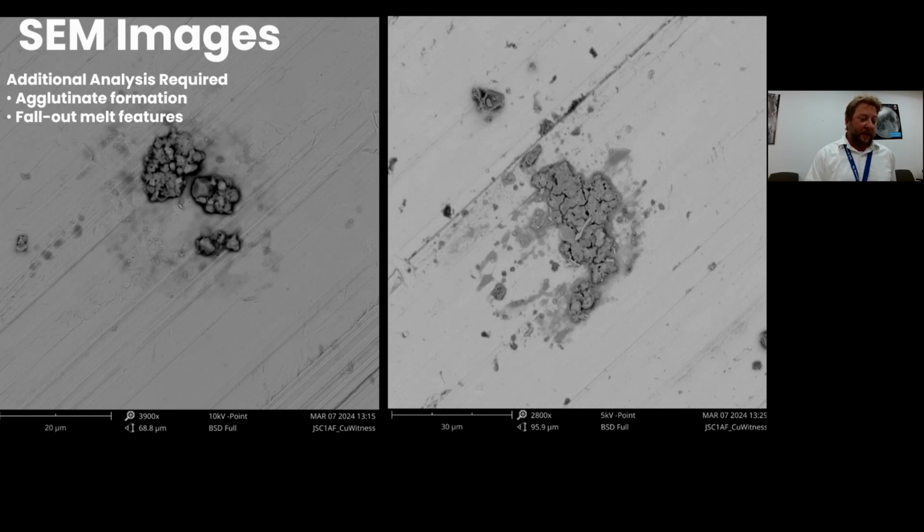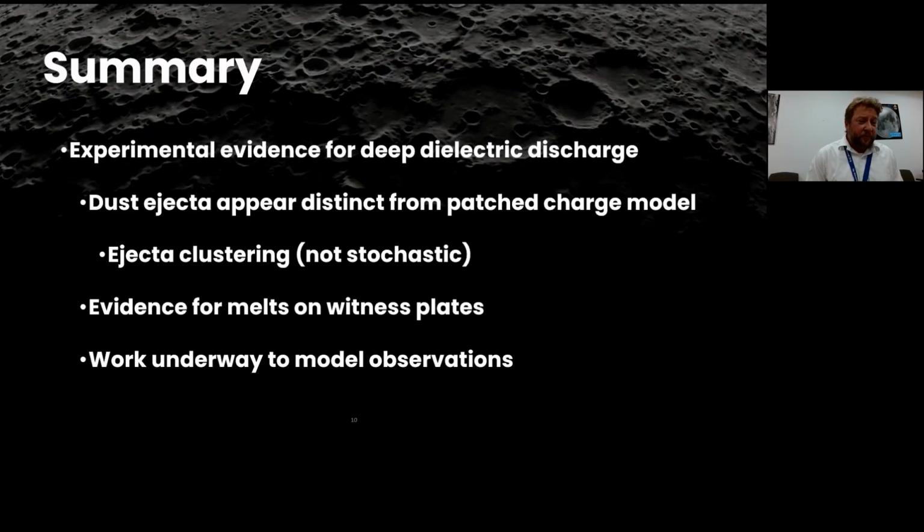So we feel like there's certainly a lot of circumstantial evidence showing that dielectric discharge is potentially occurring, and it appears to be very distinct from the patch charge model. The ejecta is clustered, so it's not random or stochastic as you would see with hopping. And there's evidence of these melts. So work is underway to model these observations.